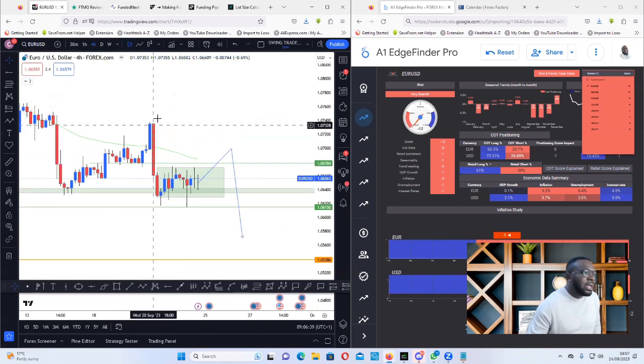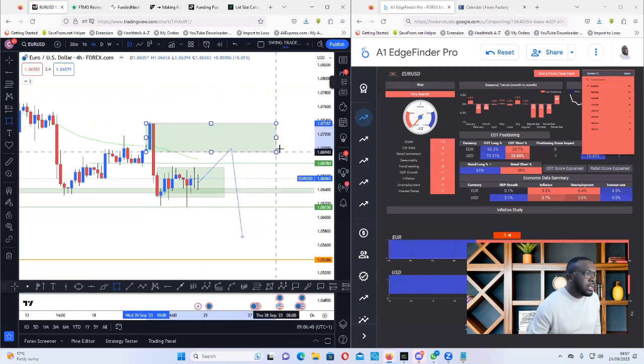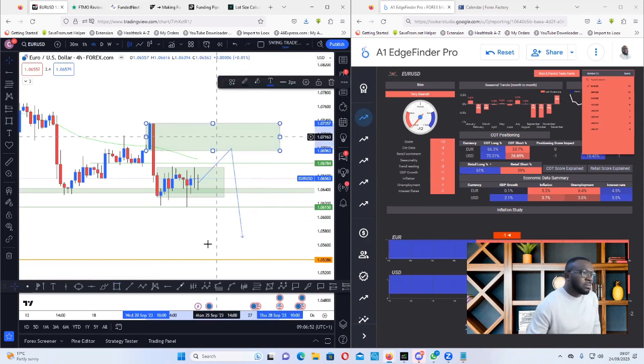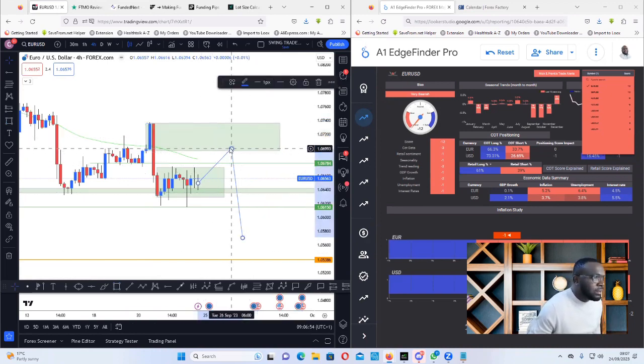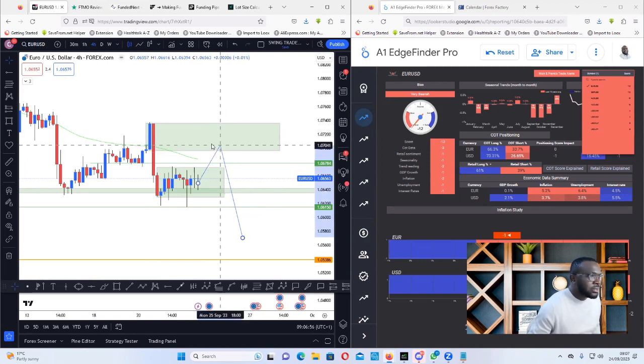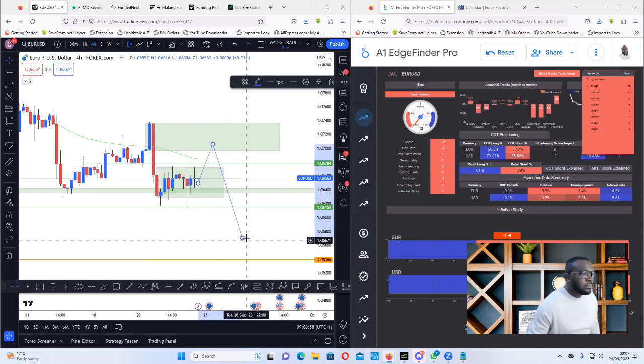Do not buy this market, because what I want you to pay attention to is price may want to tap into this block right here. It's called an order block. It may want to tap into that supply zone, price action, and then drop.